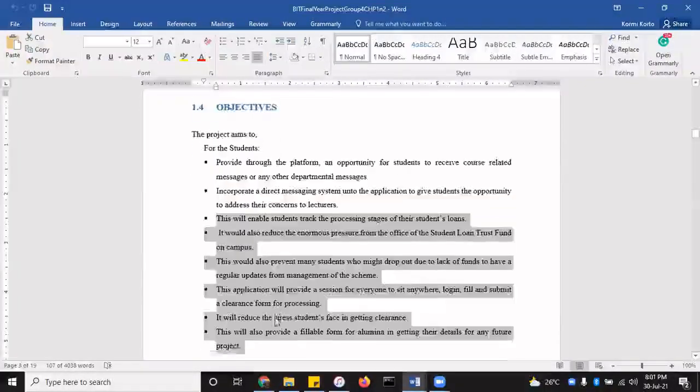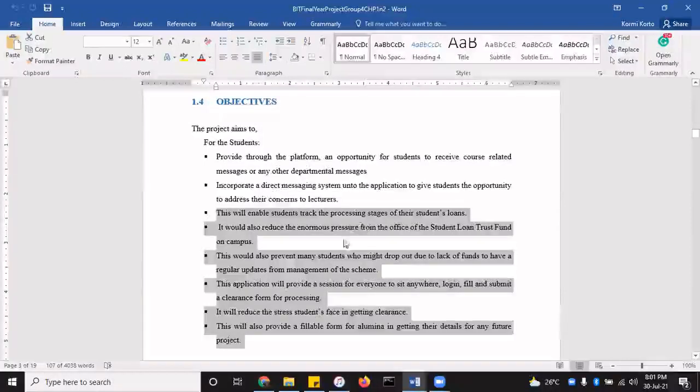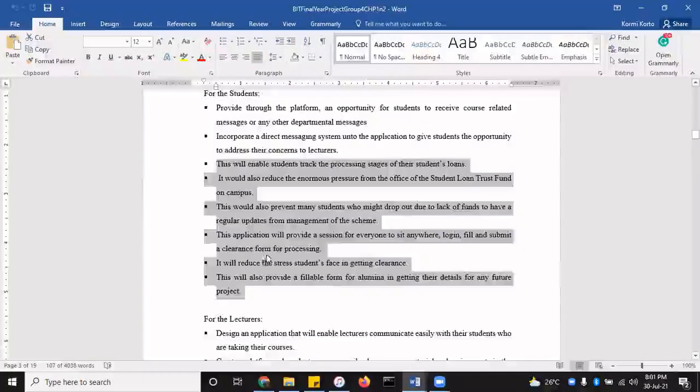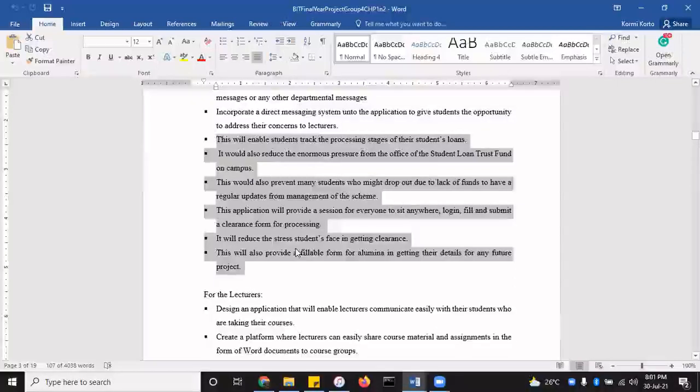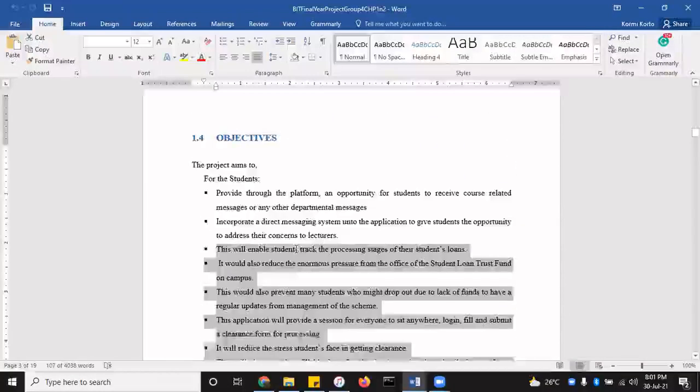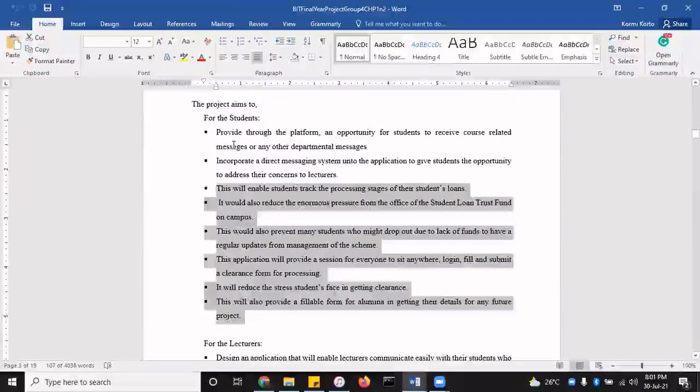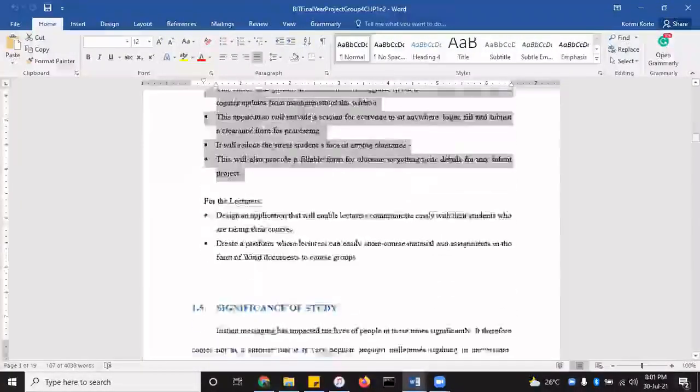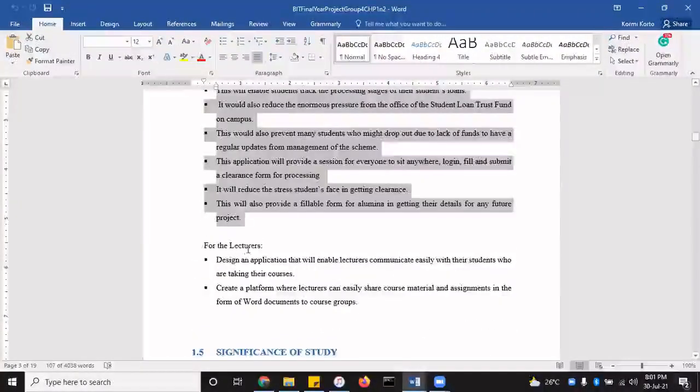Are we good? But if you start writing sentences like "this will enable," "this would also prevent," "this application will provide," "this will reduce," no, you're not telling us how. So in that sense, you don't have an objective. Your objectives are supposed to be at least 5 bulleted points that will tell us how you're going to accomplish your aim. Okay, guys? So these are all not relevant.